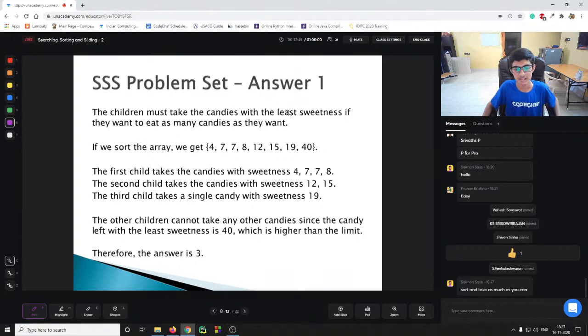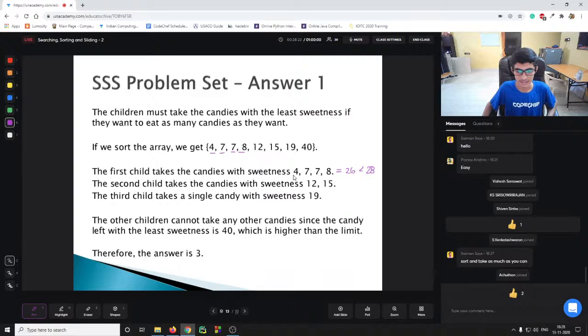Otherwise, if they take the candies with the most sweetness, then they won't be able to eat as many candies. So the first child will sort the array and take as many of the smallest candies as possible. The smallest candies are 4, 7, 7 and 8. If he eats 4, 7, 7 and 8, the total is 14 plus 8, 22, plus 4 is 26. So he can take 26, and 26 is less than 28. So this is a valid arrangement. He can take these 4 candies and the first child has his share done.